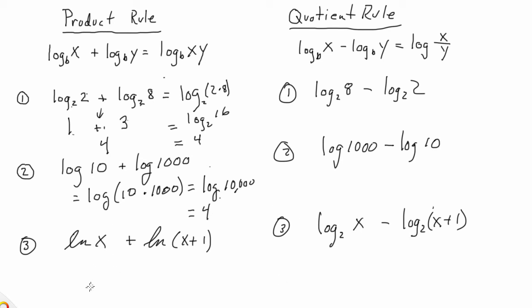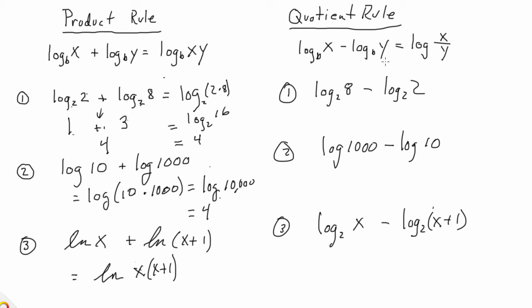Okay, this one here. There's not much to do on this one. We're just going to put it together. If you see 2 logs separated by an addition sign, you just make it 1 log and turn it into multiplication. So we're going to multiply x by x plus 1. That's it. The natural log of x plus the natural log of x plus 1 turns into 1 log, the natural log of x times x plus 1. You just combine it. You just smash it together using multiplication.